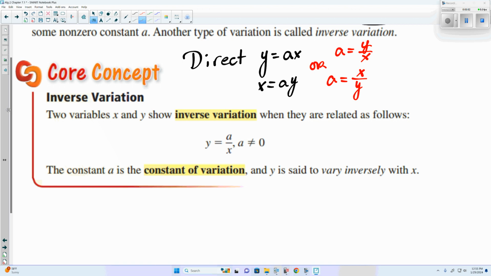We can have it in another form, because we can say x is equal to a over y. Either one of these does work. And the other way that we can have it is if we get the a value by itself. A is equal to x times y. Questions on this so far? We good with this here?